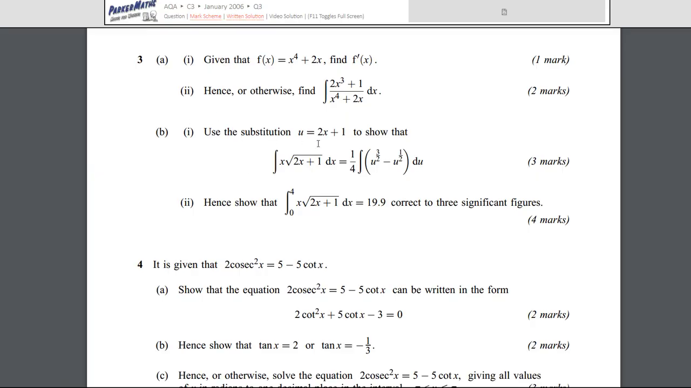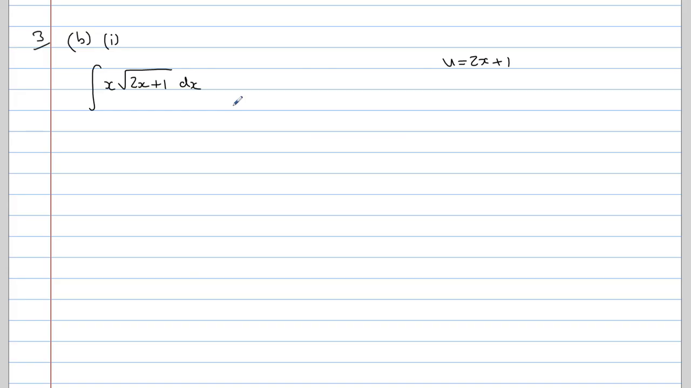In part B1, I need to use the substitution u equals 2x plus 1 to show that this integral equals this. So the first thing you should do with any integration by substitution question is differentiate your u function here. So du by dx would just equal 2. And I can now either rearrange this to get du equals or dx equals. In this case, I'm going to rearrange it to get dx equals du over 2. All I've done there is multiplied it by the dx divided through by the 2.